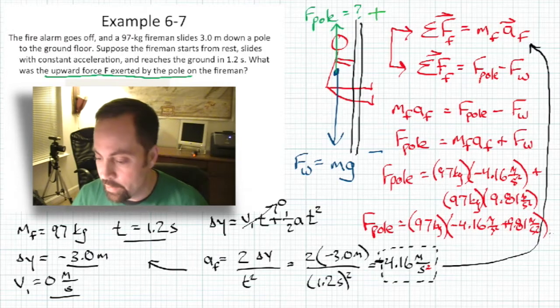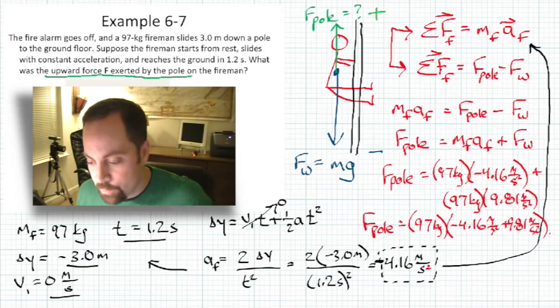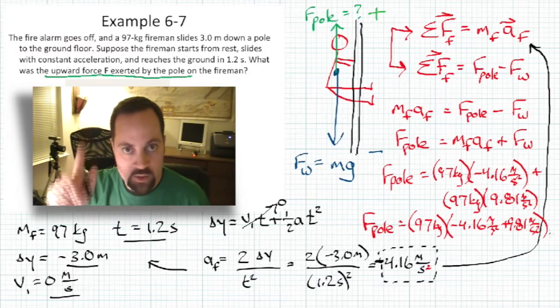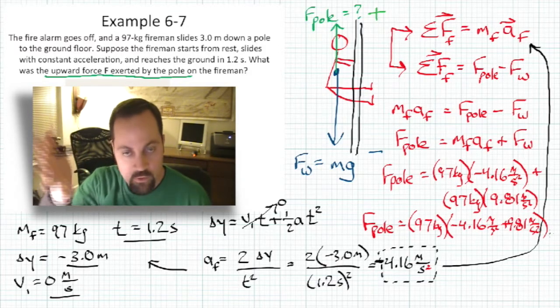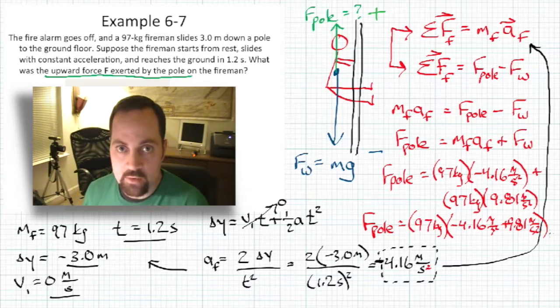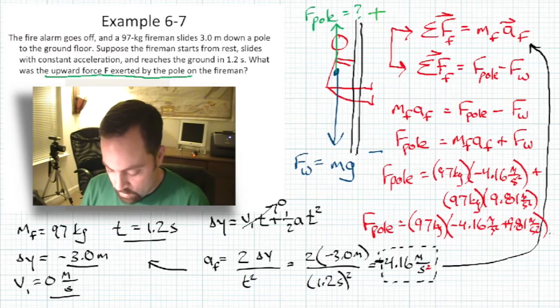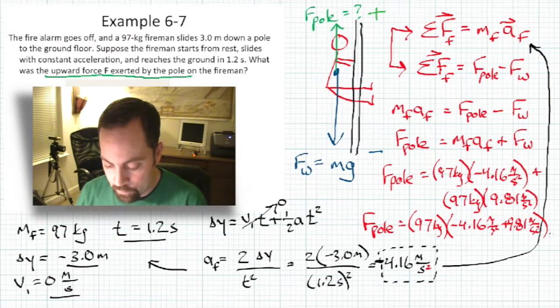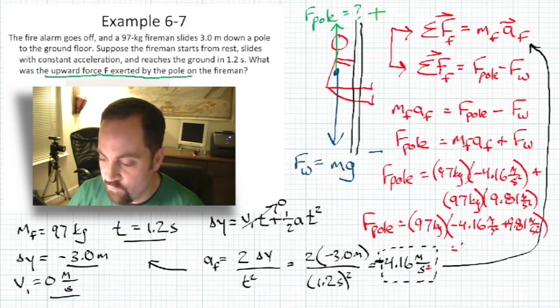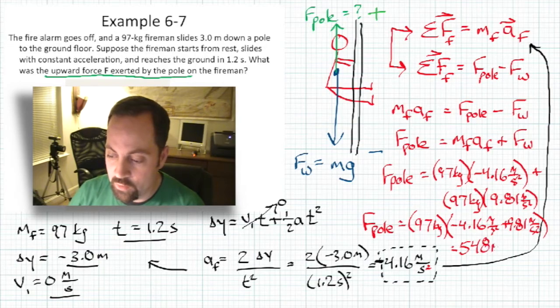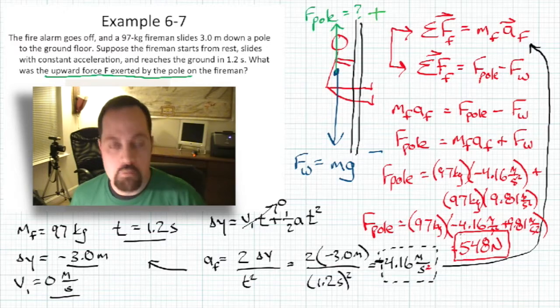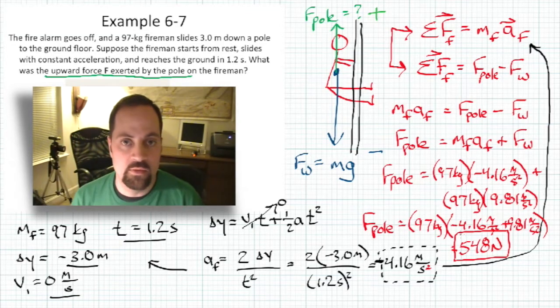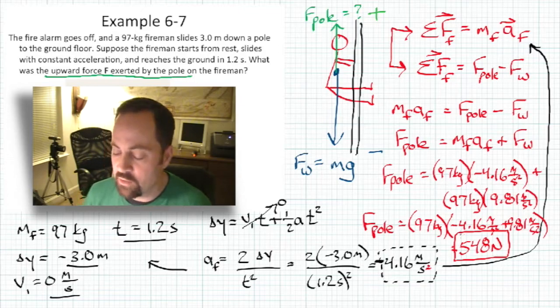I'm always running out of space, aren't I? So what is the actual force that the pole is applying upwards to the fireman to get him to fall at a safe acceleration, not to fall straight down to the floor? 97 times negative 4.16 plus 9.81 equals 548 newtons. That's what I get. That's the upward force that the friction from the pole is actually applying to the fireman.